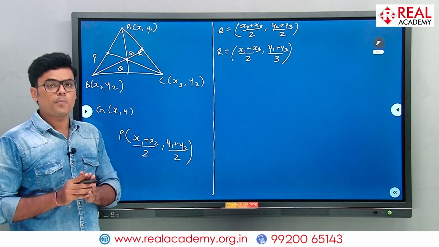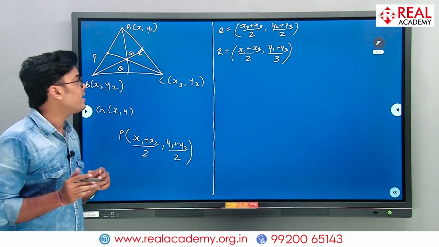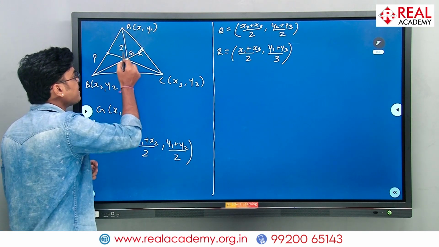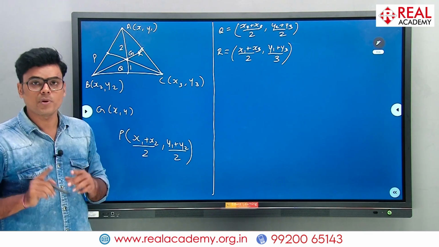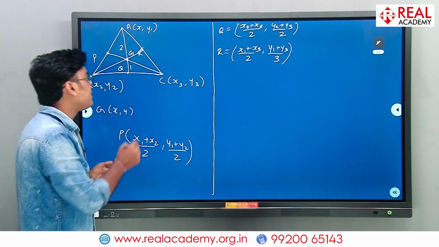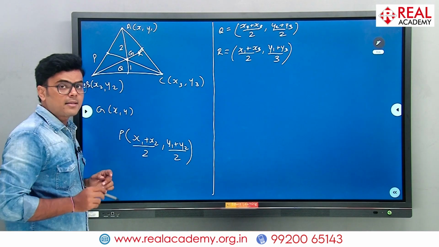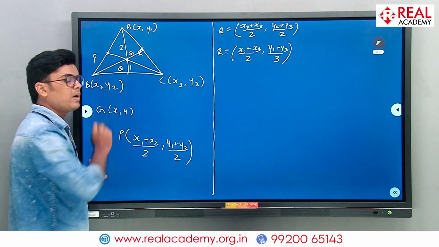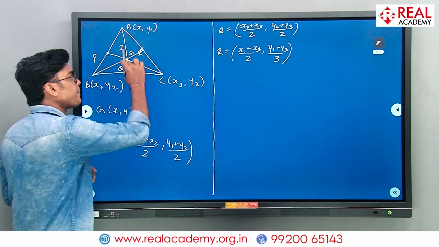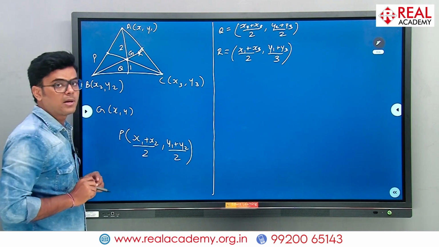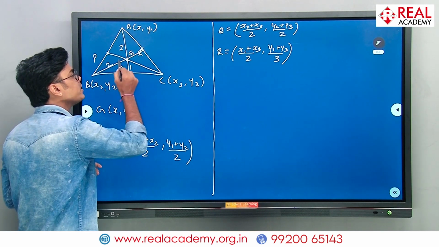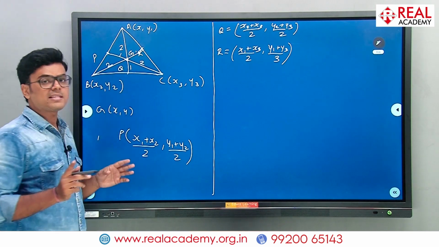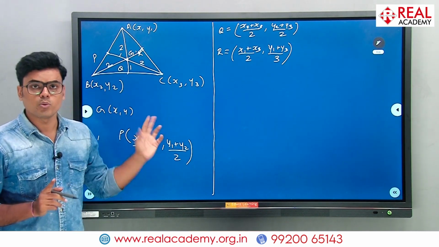Now, if you know the properties of centroid, the centroid always divides every median in the ratio 2:1. This is a property of the centroid, correct? The centroid will divide the median of any triangle in the ratio 2:1 always, correct? So this upper part, whatever it is, its double will be the other part. Same for this median 2:1. Same for this median 2:1. It always divides the line in the ratio 2:1.